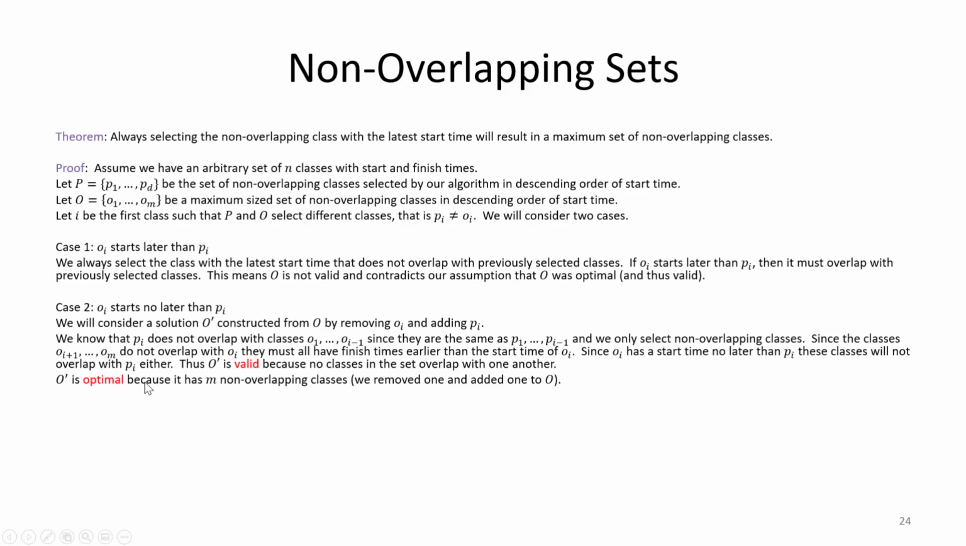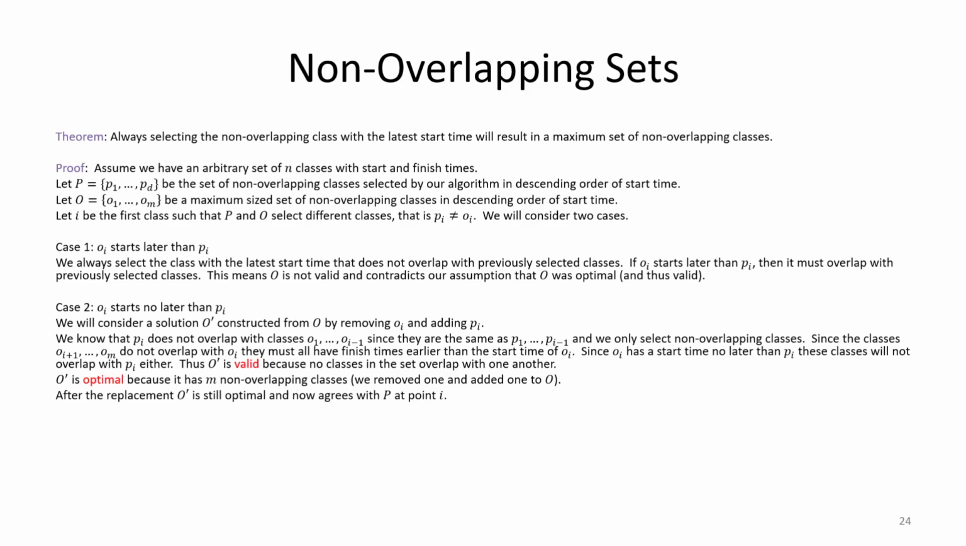I already argued optimality is just about the size. We've added one and we've removed one, so the size has not changed. So after our surgery, we have a valid and optimal solution, O prime, and O prime does agree with P in that it selects PI instead of some other class. So after the replacement, it now agrees with P at point I.